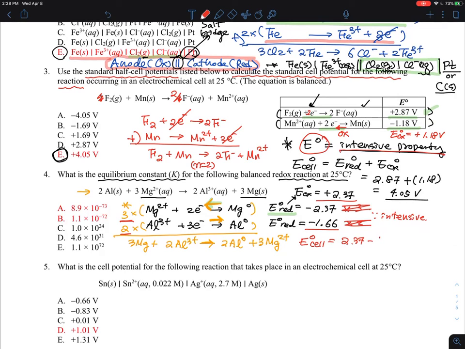2.37 minus 1.66, which is 0.71. Because the cell potential is positive, this reaction is spontaneous, right? But the way it is written up there, this equation is the reverse of this. So for this reaction, the cell potential will be the opposite, which is minus 0.71.